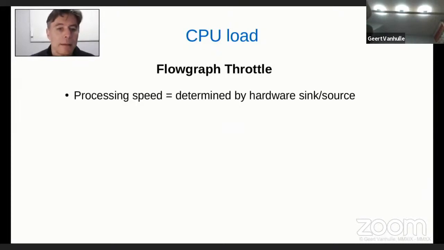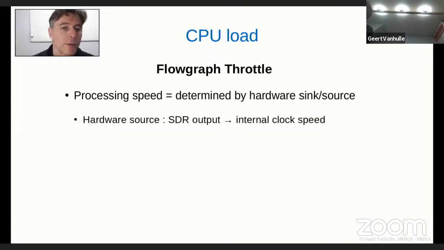What is ultimately determining the speed in the flow graph? It is the hardware. If we have an SDR USB device that is feeding samples into my flow graph, it is the 1 megasample per second coming out of the USB that determines the speed with which my CPU will have to process the samples, because that's the speed at which the samples are coming into my computer. If it would process the samples faster, well, it would run out of samples to process. If it would do the processing too slow, well, we will get overflow. The same counts on the other side.